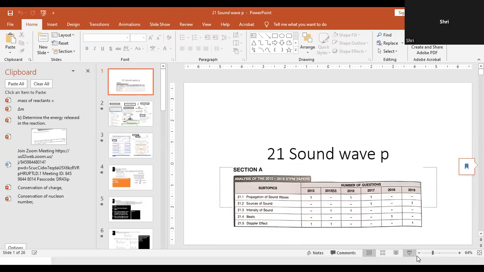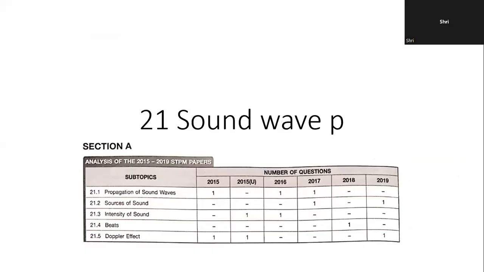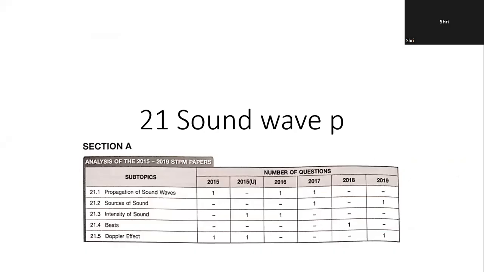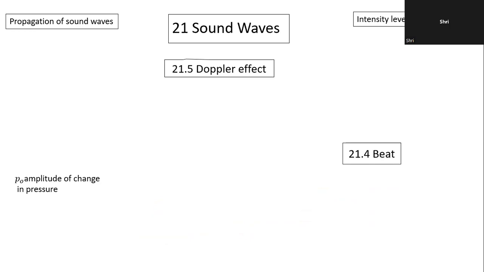21 sound waves. Okay, let's look at this. I hope you got your past paper. What are the common topics? A common topic is propagation of sound wave and intensity. Actually, like everything, you can't predict everything. Okay, let's just review what are the things you need to remember.